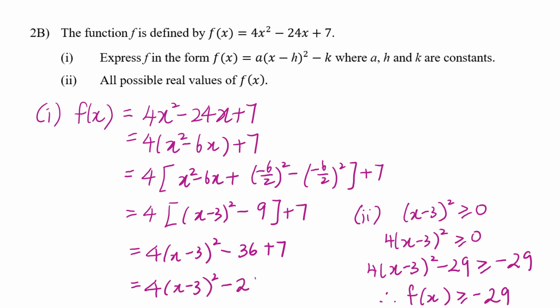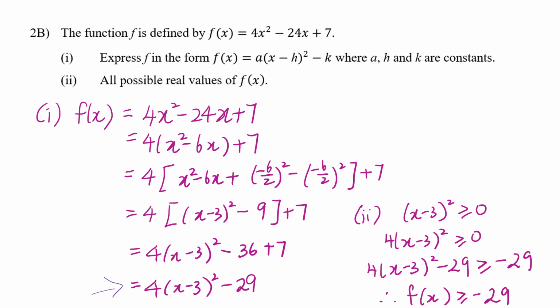Right, so here we're dealing with a U-shaped curve. We are not asked to find the values of a, h, and k. You're just told that a, h, and k are constants. So we just leave our answer as this. This is the answer for part 1. For part 2, you're asked to find all possible real values of x. The explanation is already there on the screen.